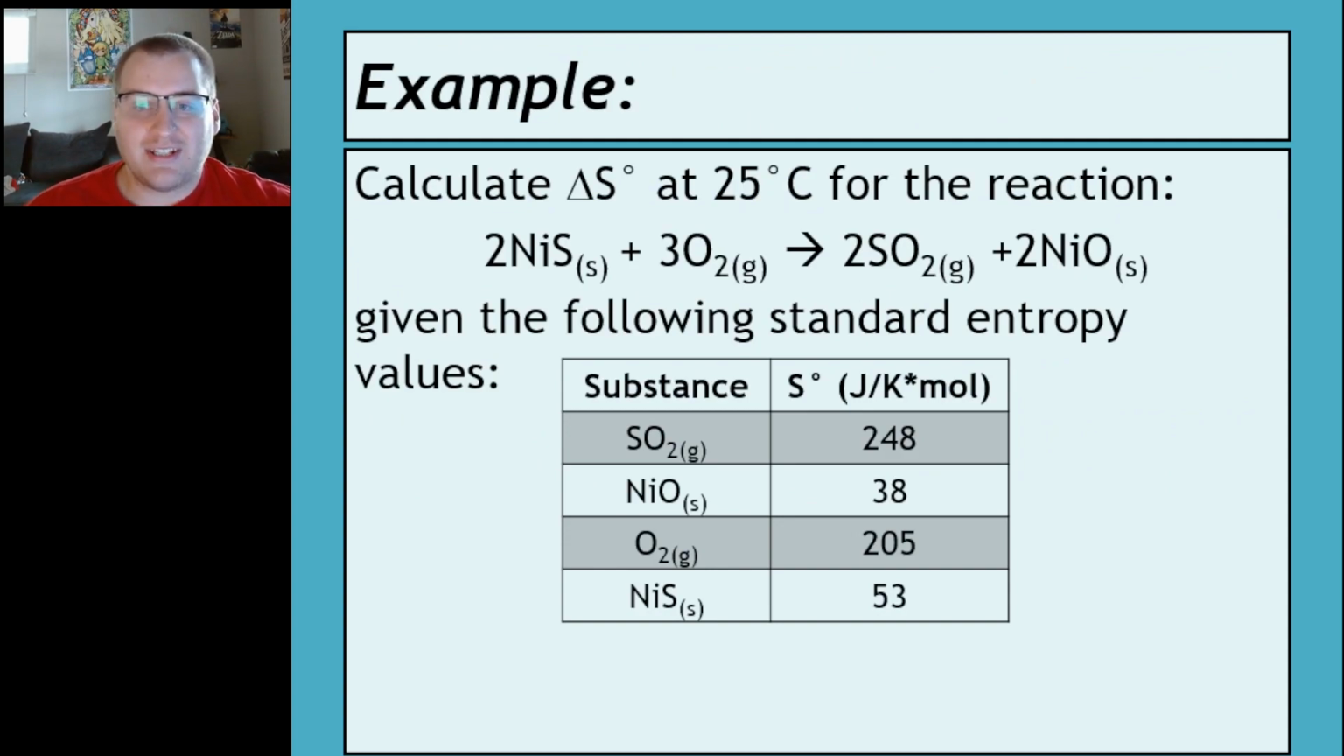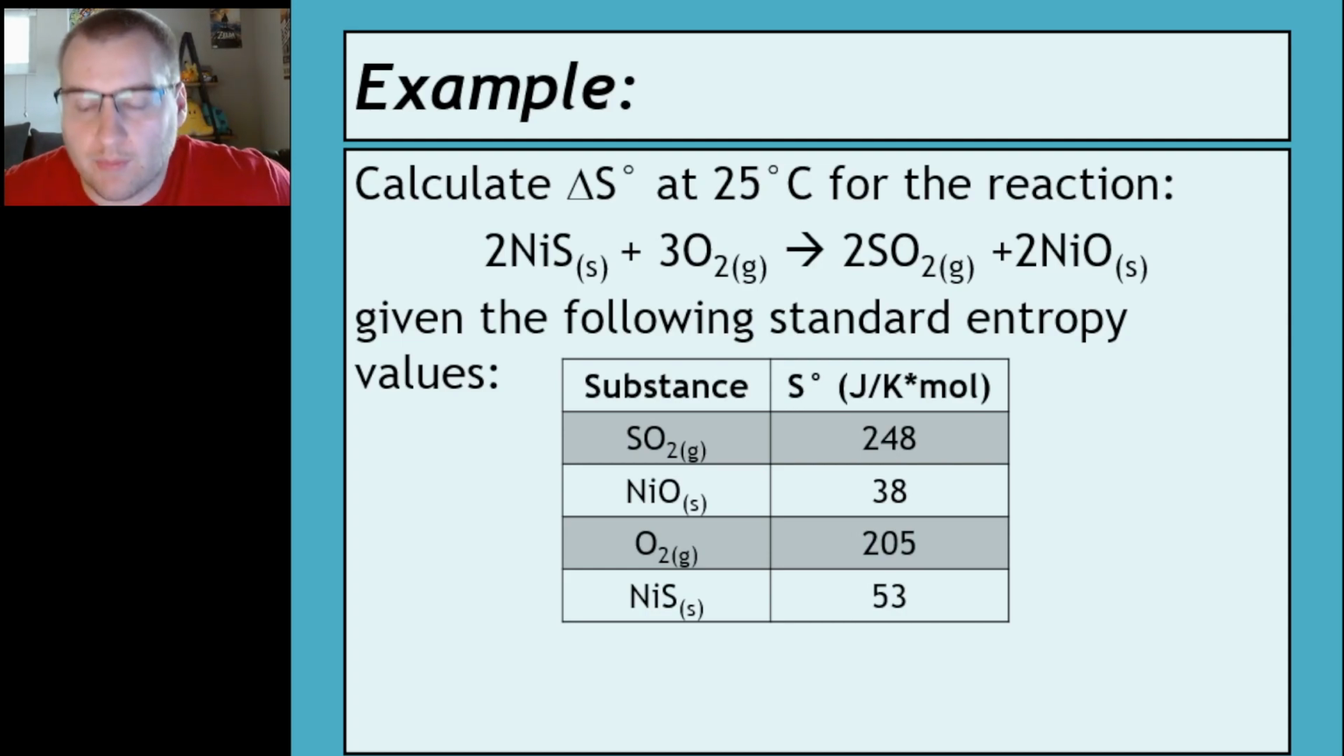So you can look at a data table for a reaction like this and calculate its entropy just like we did with enthalpy. So let's do that now. I want to calculate the change in entropy at 25 Celsius. Now the temperature doesn't matter. It's just telling us that the temperature is not changing. We can use this data table basically. We're not multiplying by temperature specifically.